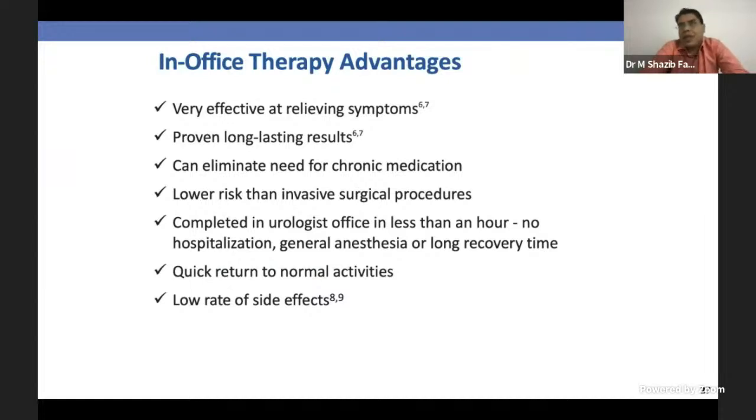So what are the in-office therapy advantages? Effective at relieving symptoms, results are long lasting, eliminates the need for chronic medications, very low risk of injuries compared with invasive surgical procedures. It's an OPD-based procedure, so it's completed in 1.5 hours. The patient can return home early and can perform his activities in 24 to 48 hours. And side effects are obviously less.